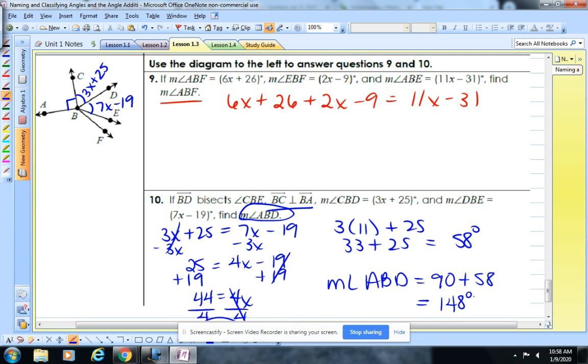Okay? So that's really as hard as it gets, is when it gives you a picture and then it tells you some information about it, and you have to know what bisect means, and you got to know the symbol for perpendicular and all that stuff. So that's going to conclude notes for today. So I'm going to stop right here.